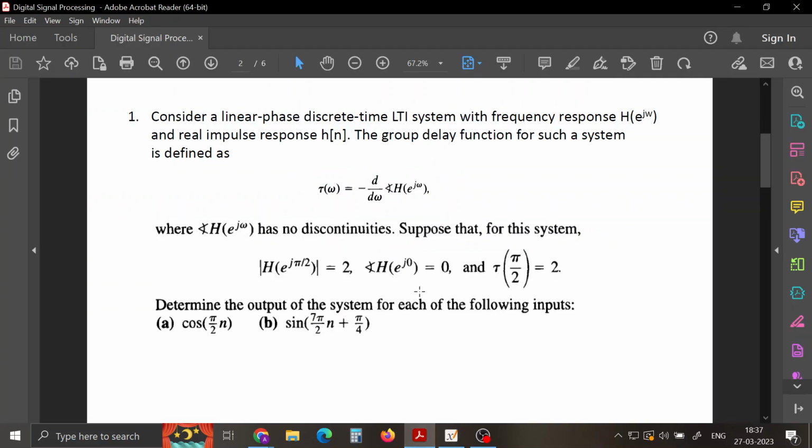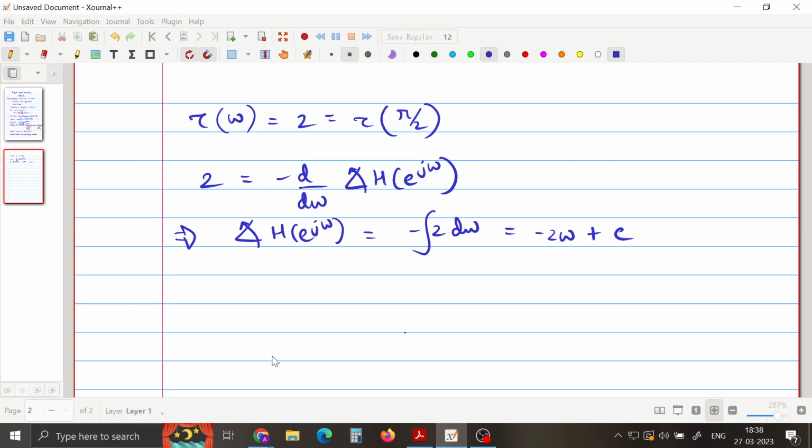From these three pieces of given information, which one can we use to find this constant C? The first one is related to the magnitude, which we don't need right now. The second one is that the phase at omega equals 0 is equal to 0, and the third one we have already used. So clearly it is the second one. The phase at omega equals 0 is 0. It is given. So let's just use that fact.